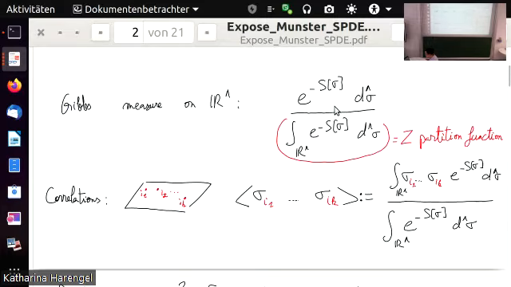Yeah, Mexican hat potential. Okay, the important object we are going to be interested in is the Gibbs measure. You take exponential to the power minus the action, you divide by the partition function, and what you are interested in is to make sense of correlation functions. You are given a k-tuple of points in your discrete box, and you consider the product sigma_i1 times sigma_i2 times sigma_ik, and you average with respect to the Gibbs measure. And this average is called a correlation.